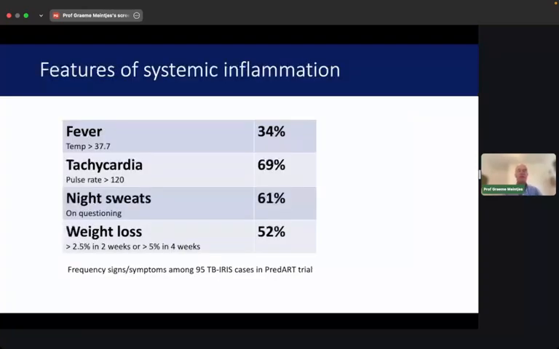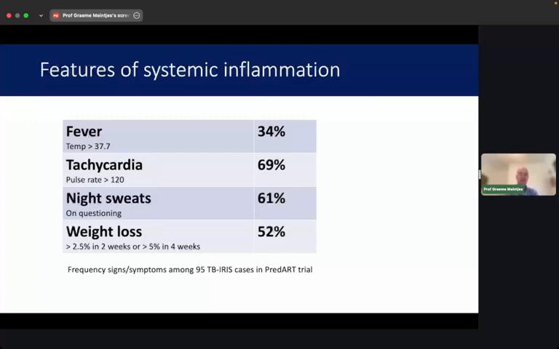So the next point I wanted to make was that when patients present with TB IRIS, I've shown you all of the focal and localized inflammation, but many patients also have features of systemic inflammation. This is from studies we did where we looked at the prevalence of features of systemic inflammation. One third of patients had a fever. 70% of patients had tachycardia. So tachycardia is actually very common with TB IRIS.